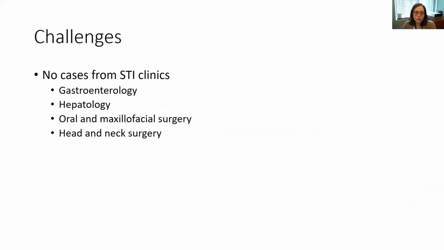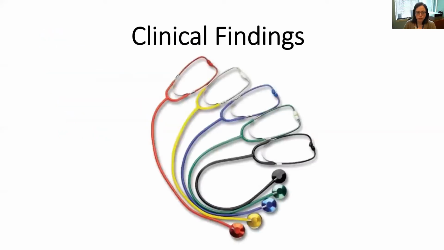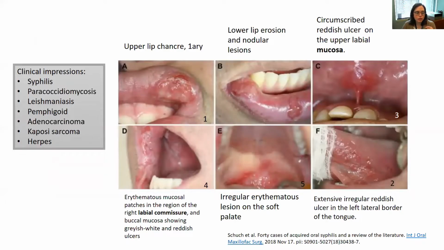And then to add to this, it would be really easy if these cases came to us from STI clinics. Unfortunately, the vast majority of these cases that we receive come from our gastroenterology, hepatology, ENT, and oral and maxillofacial surgery colleagues. So let's talk a little bit about the clinical findings in these patients. In this series out of Brazil, the most commonly affected site was the lips, followed by the tongue, the buccal mucosa, the labial commissure, and the palate.